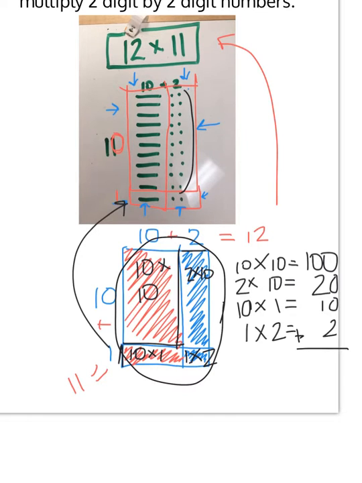So my ones place, I just have a 2. In my tens place, I have a 2 and a 1, so together that would be 3. And I have 100. So the answer to 11 times 12 would be 132.